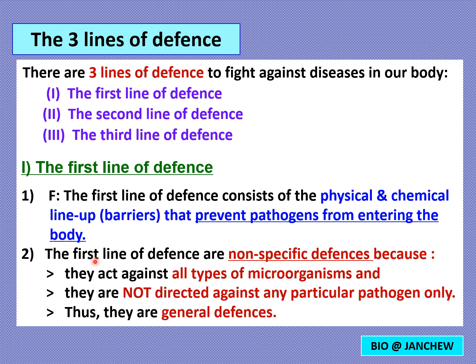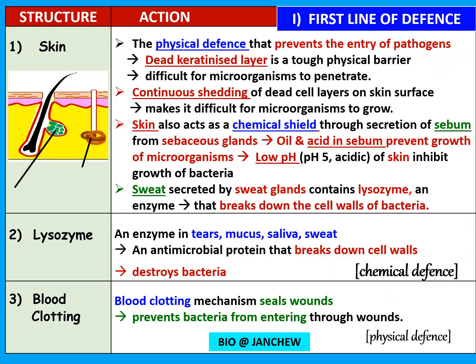Okay, so the first line of defense are non-specific defenses because they act against all types of microorganisms, and they are not directed against any one particular pathogen. So they are non-specific. So they are called general defenses. They act on all microorganisms. Let us now study the first line of defense in more detail. So the first line of defense consists of the skin, lysozymes, blood clotting mechanism, mucous membranes, and hydrochloric acid.